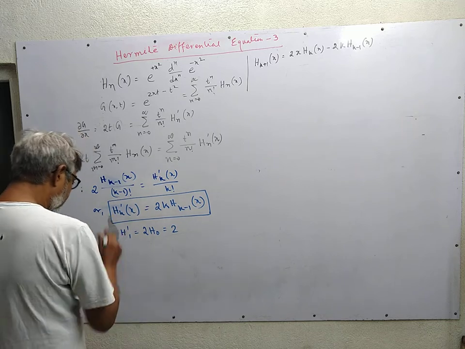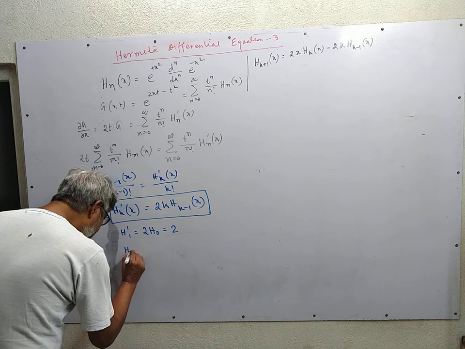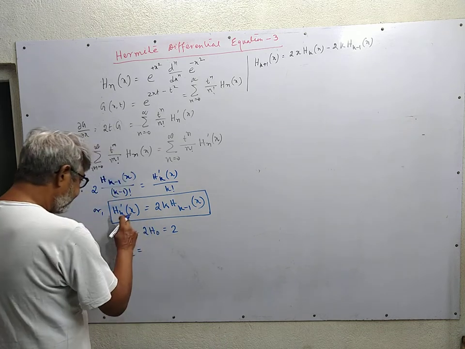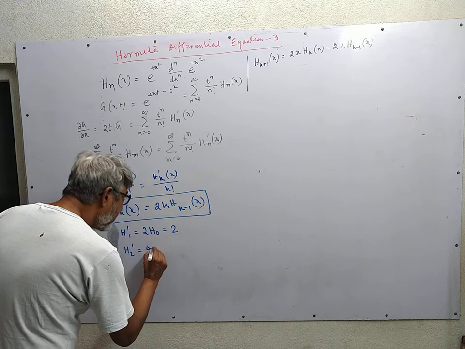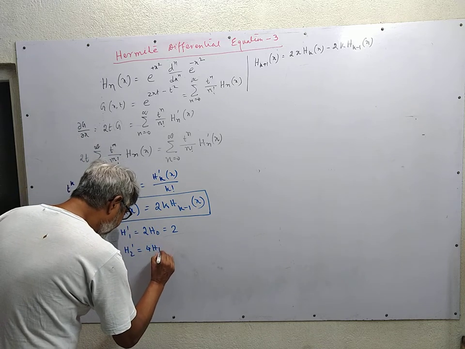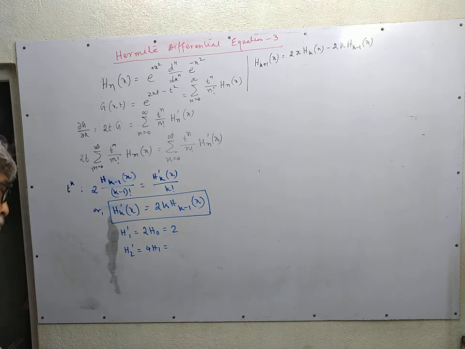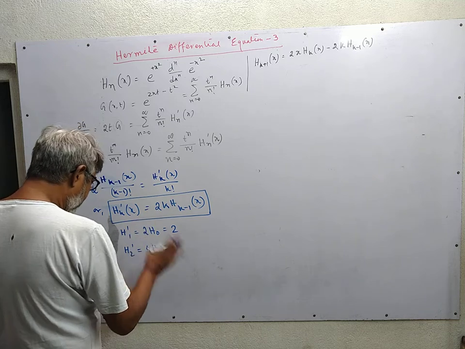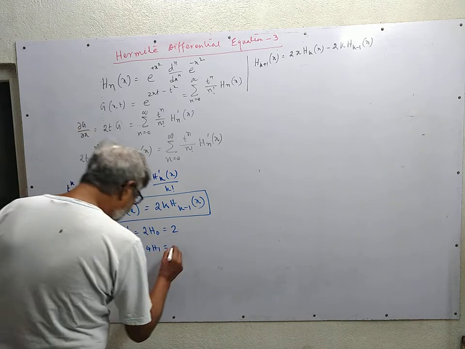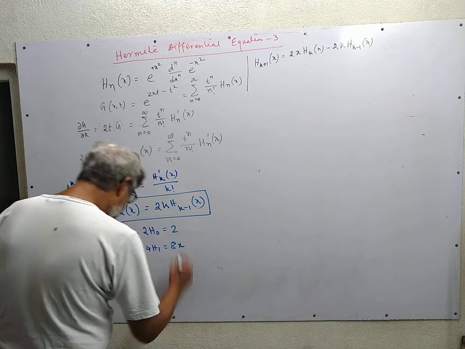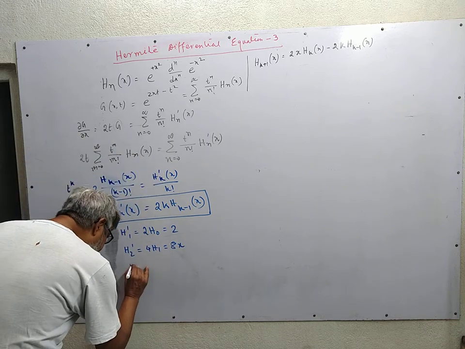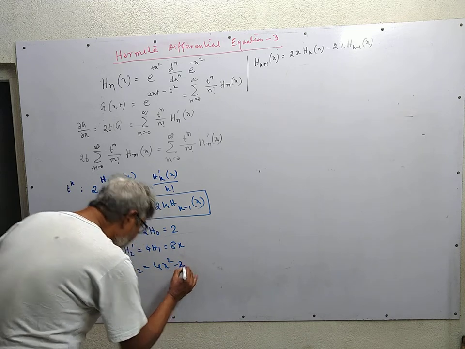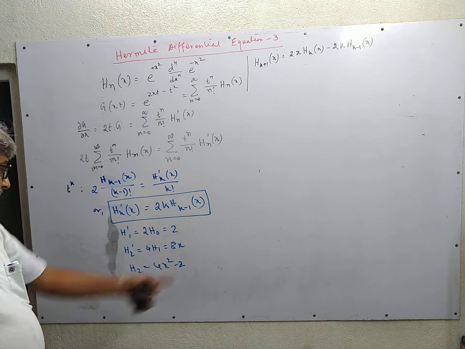We use this for the calculation of h2 prime. h2 prime as per this relation is 4 h1. So h1 is 2x, so this is 8x. Remember that h2 is equal to 4x square minus 2. So when we differentiate it, it is 8x.